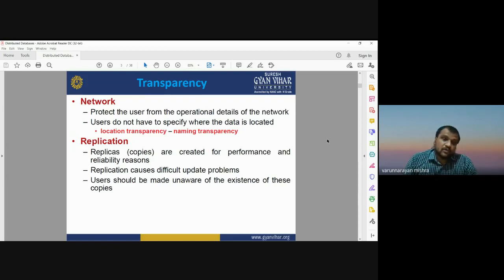The second important property under transparency is replication. Replicas means copies. We may have multiple copies of the same database. That is known as replication or duplication. So replicas or copies are created for performance and reliability reasons, and replication causes difficult update problems, and users should be made unaware of the existence of these copies.